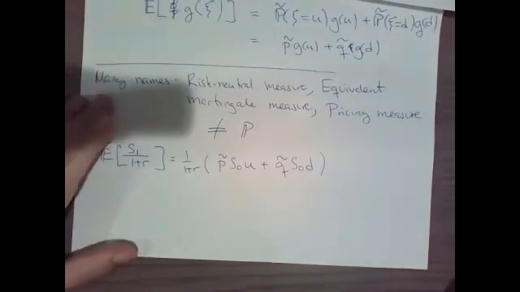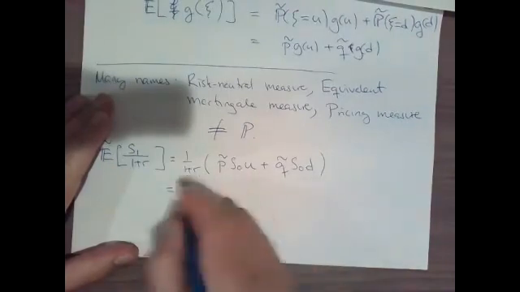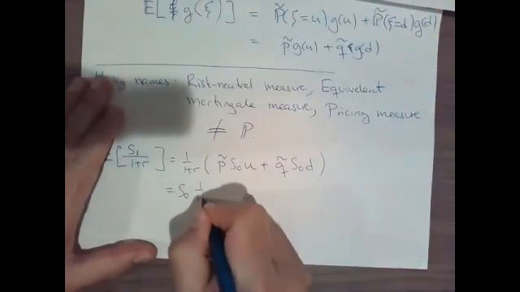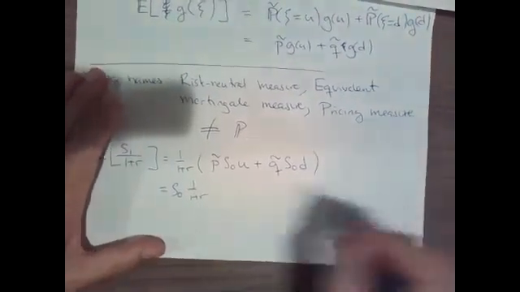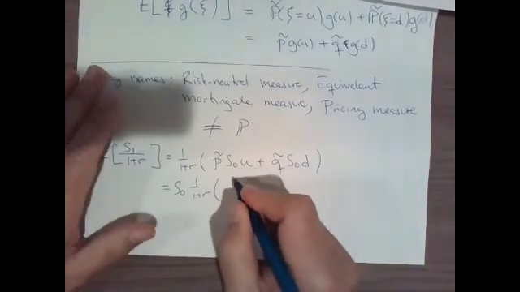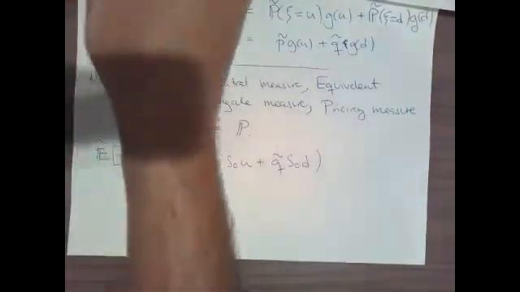Yeah, that looks like a mess. Let's see if we can work it out. So I'll have S0 out here. Okay, S0 goes out there. I'll have 1 over 1 plus R. Okay, so that goes there. And then I'm going to plug in P tilde. So we need to figure out what P tilde was. We had it on the sheet somewhere.